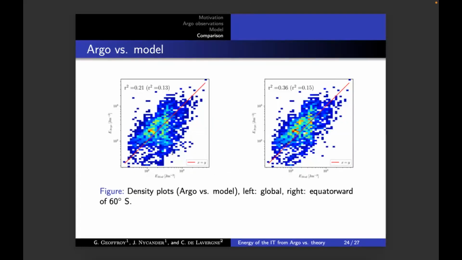Here are density plots of the Argo compared to model. So we have good agreement, though we have some dispersion. And this is the same plot, but getting rid of this southern part of the data. So we have an even better agreement if we discard this red stripe close to the ACC.